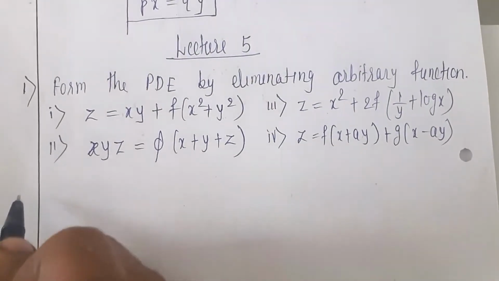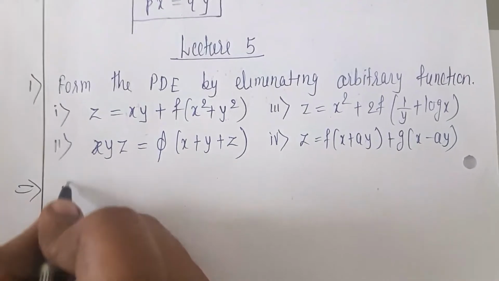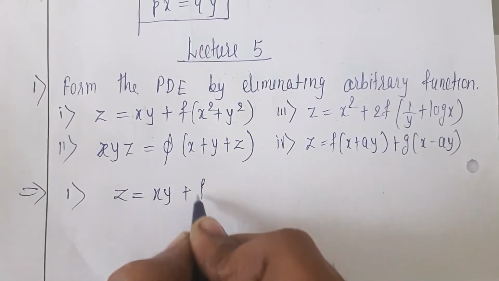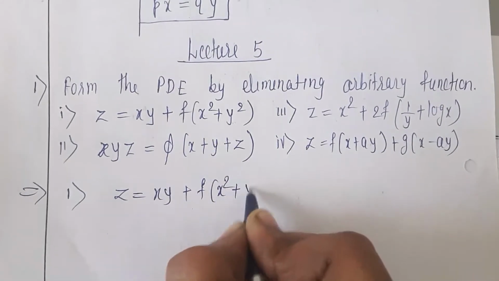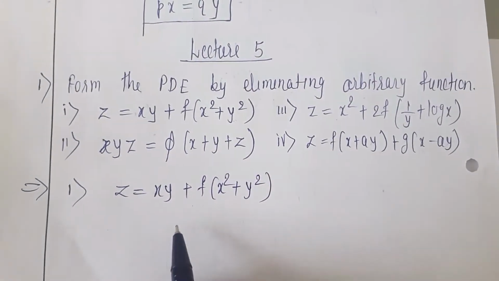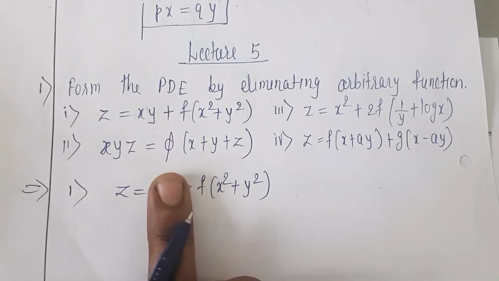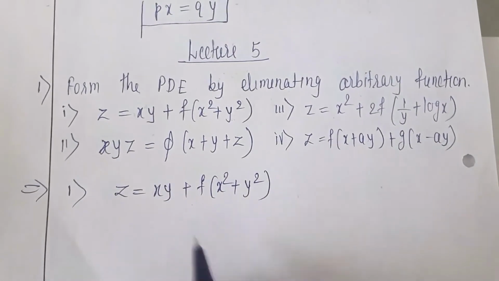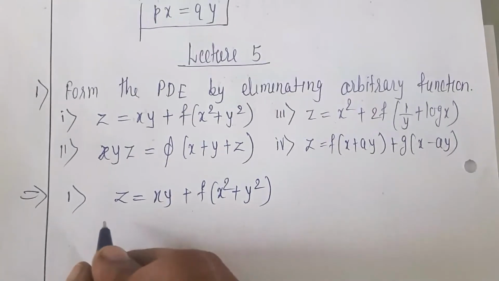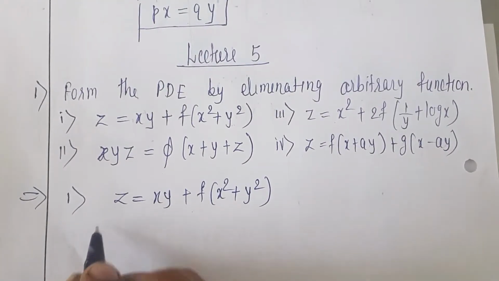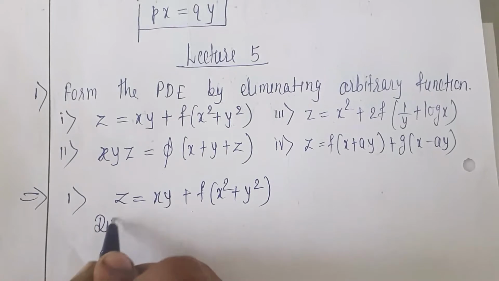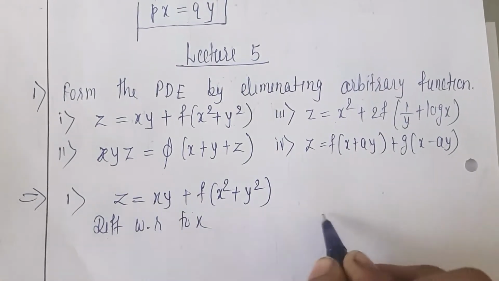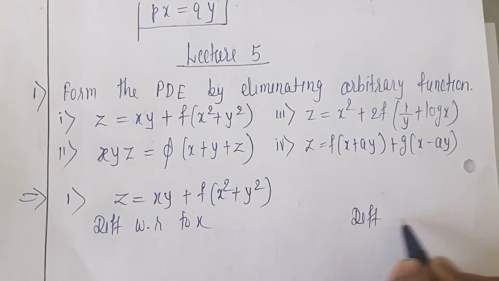First example is z is equal to xy plus f of x square plus y square. Now in the previous lecture we have seen examples only for function z and function. So here some more terms are added. So how to solve this type of equation to get the partial differential equation? First differentiate with respect to x and then differentiate with respect to y.